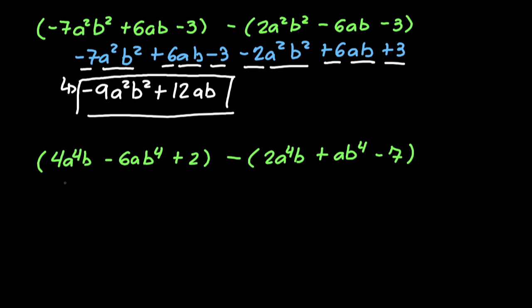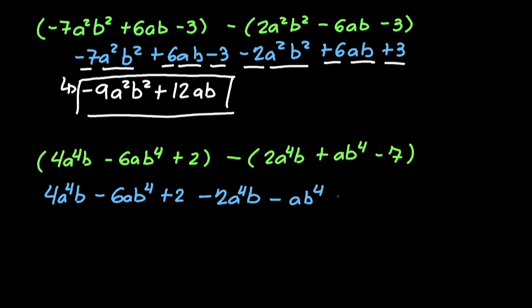Let's start with this. Once again, distribute this negative sign out of this parenthesis. So you will get 4a raised to the power of 4 multiplied by b minus 6ab raised to the power of 4 plus 2 minus 2a raised to the power of 4 multiplied by b minus ab raised to the power of 4 plus 7.